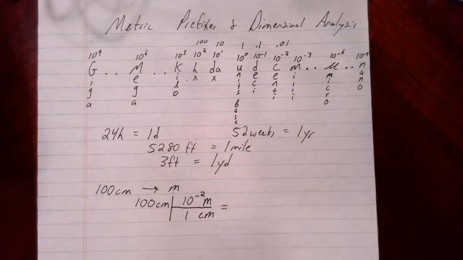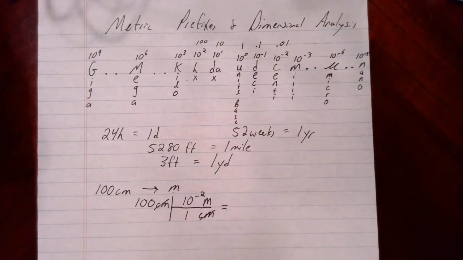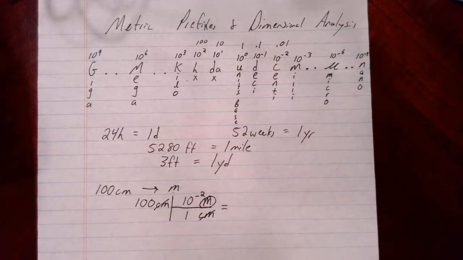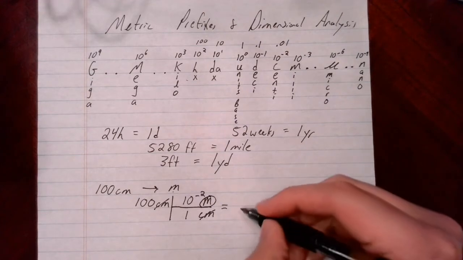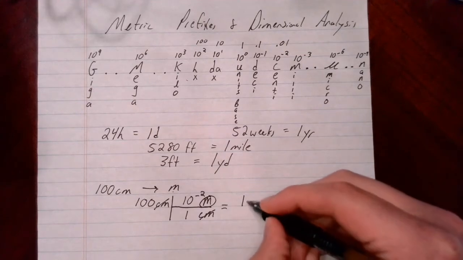Let's go back and check ourselves though. Centimeters cancel centimeters. I'm left with meters. That's what I tried to get to, so I know I've done it correctly. So now you multiply across the top. 100 times 10 to the negative 2 is just going to give me 1. And then you divide by what's on the bottom. So 1 divided by 1 is 1 meter.